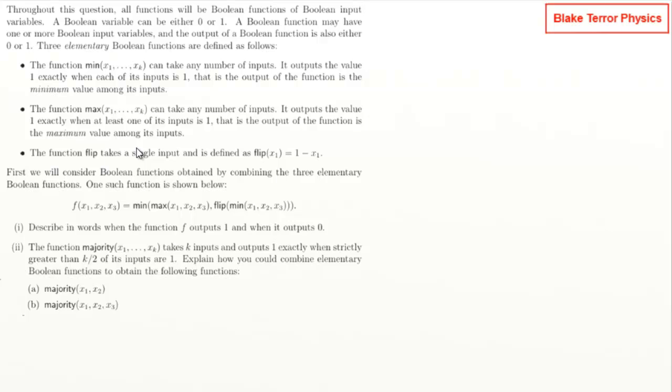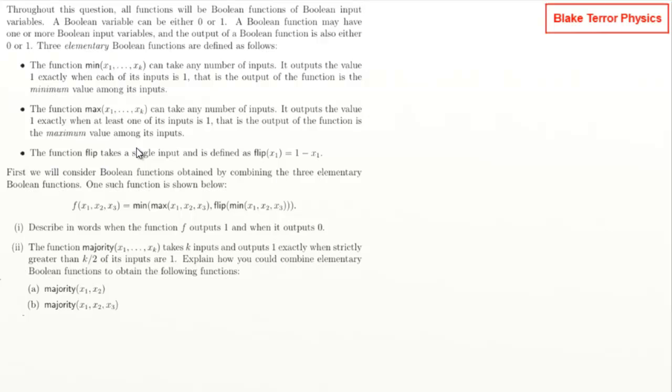Hello, this is question 7 from the 2021 MAT. Throughout this question, all functions will be Boolean functions of Boolean input variables. A Boolean variable can be either 0 or 1. A Boolean function may have one or more Boolean input variables, and the output of a Boolean function is also either 0 or 1.